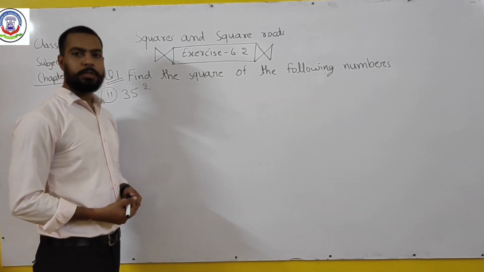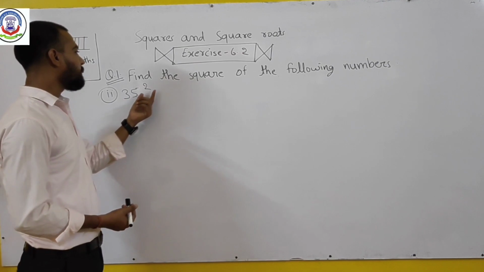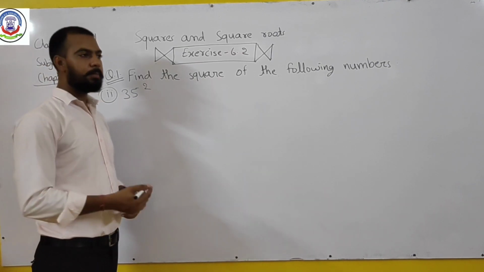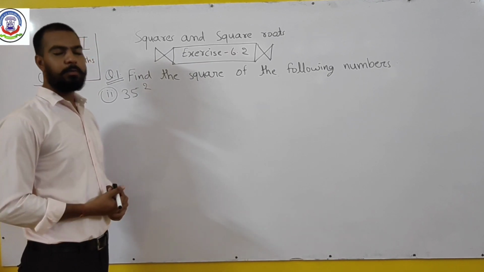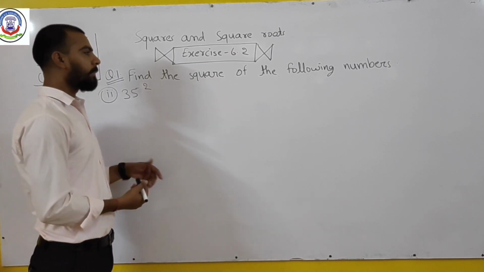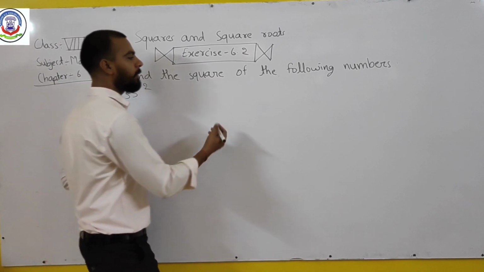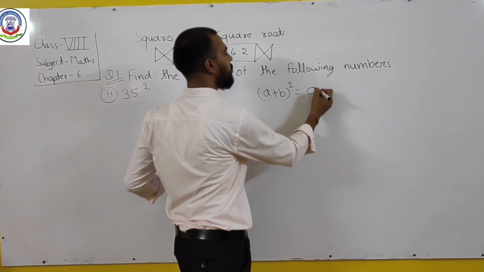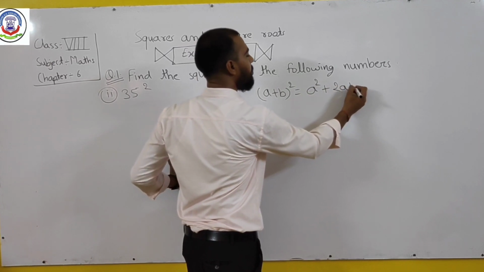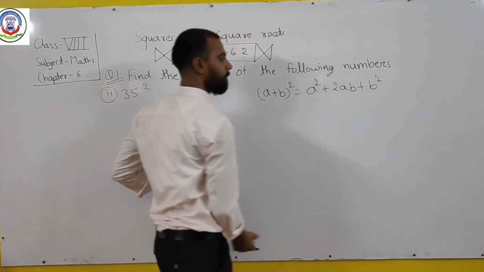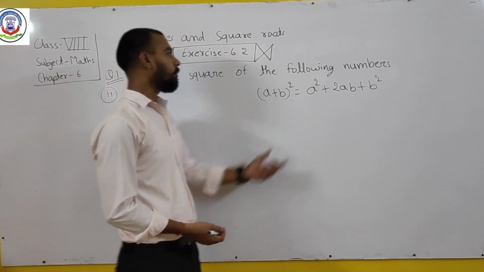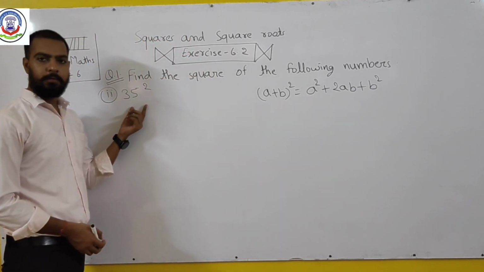Students, our next question is 35 square. The square of 35 you have to find. In this also, what will you do? You will use the same method, the same formula that you used in the last question, and that formula was (a plus b) whole square equals a square plus 2ab plus b square. And with the help of this formula we have to find the square of 35.